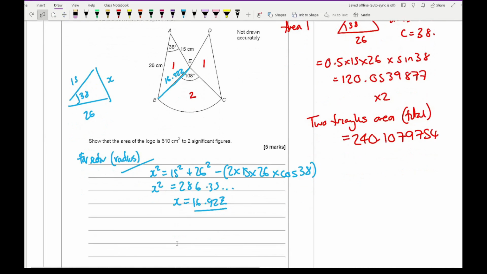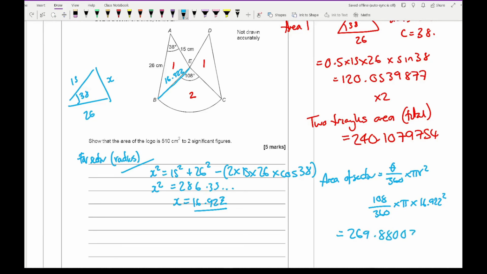So I'm working out the area of the sector, and the formula I use for that is theta over 360 times pi r squared. Theta in this case is 108, so it's 108 divided by 360 times pi times 16.922 squared. So typing that all into my calculator, 108 over 360 times pi times the radius squared, I get an area of 269.880064.